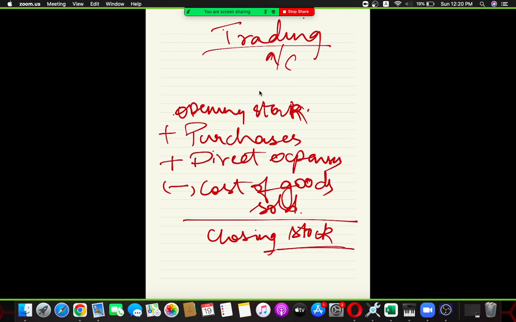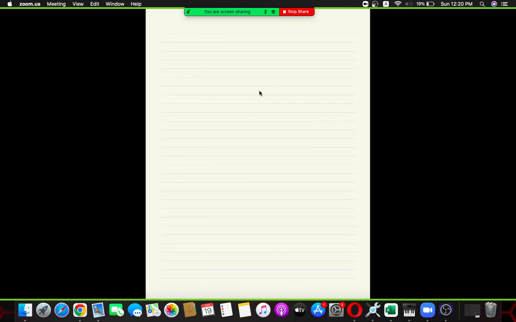Now, we'll try to understand this in a better sense. People, let's try to understand this closing stock calculation. COGS, cost of goods sold. The formula for calculating the cost of goods sold is opening stock plus purchases plus direct expenses minus closing stock. If you do this, you will get the cost of goods sold.